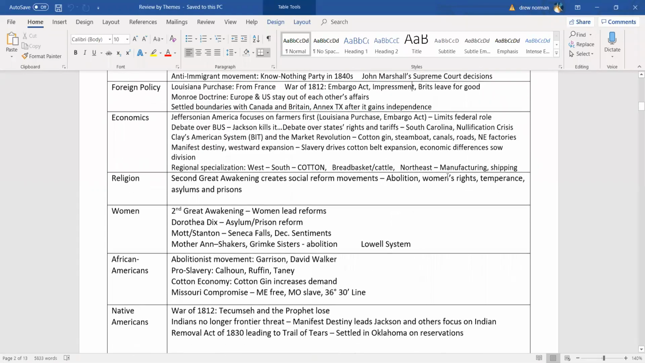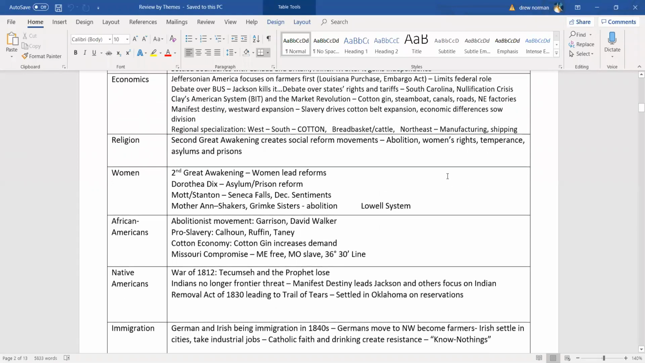So what about economics for this time period? Jeffersonian America focuses on farmers first. You see that through things like the Louisiana Purchase. You also see him embargoing foreign countries, which devastated our fledgling shipping and industrial groups. Of course, it also jumpstarts people starting their own industries. With that said, Jeffersonian America tries to limit the federal role in the economy.